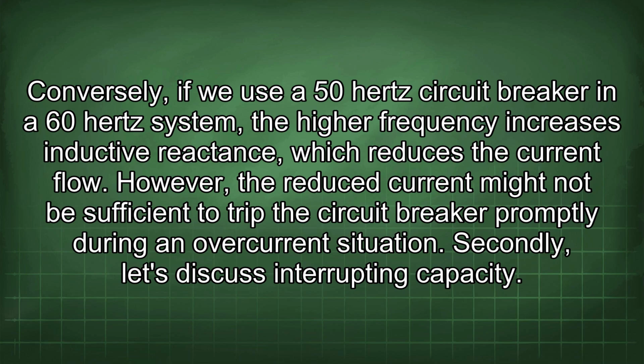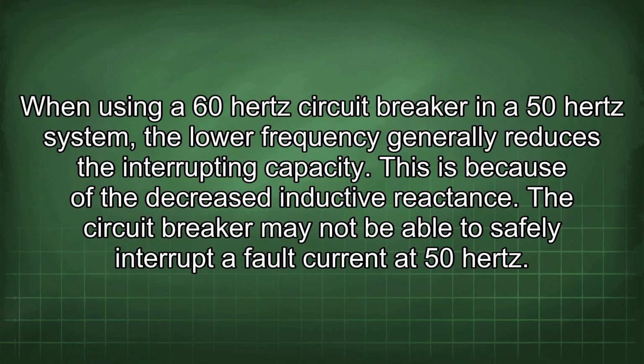Secondly, let's discuss interrupting capacity. When using a 60 Hz circuit breaker in a 50 Hz system, the lower frequency generally reduces the interrupting capacity. This is because of the decreased inductive reactance. The circuit breaker may not be able to safely interrupt a fault current at 50 Hz.